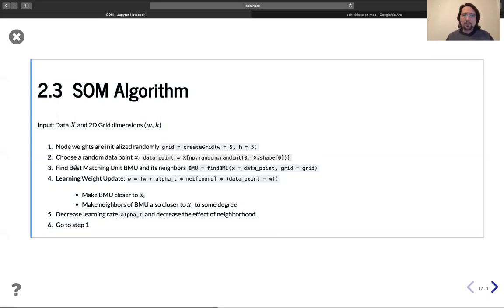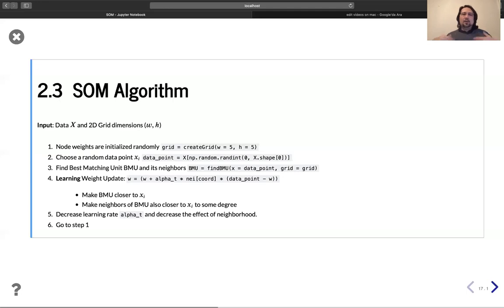So what is the best matching unit? There is a data point and there are neurons in the grid. From among these neurons, which is the best matching unit? How do we find out? We look at the weights of each neuron and we calculate the Euclidean distance between this data point and the weights of the neurons. Which is the closest one? For example, this one is now the best matching unit. It is closest in terms of its weights to the selected data point. So we have the best matching unit now.